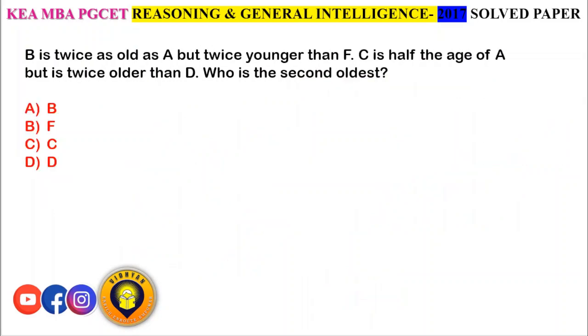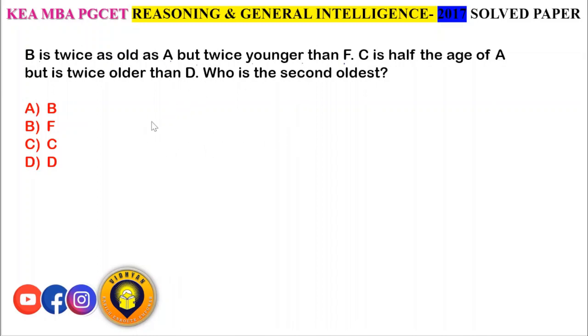B is twice as old as A but twice younger than F. C is half the age of A but is twice older than D. Who is second oldest? B is twice as old as A but twice younger than F. Correct, twice younger than F. C is half the age of A but is twice older than D. Okay, so who is the second oldest?